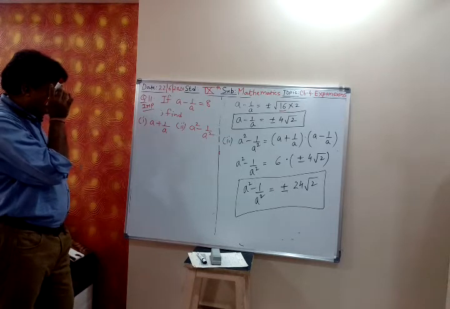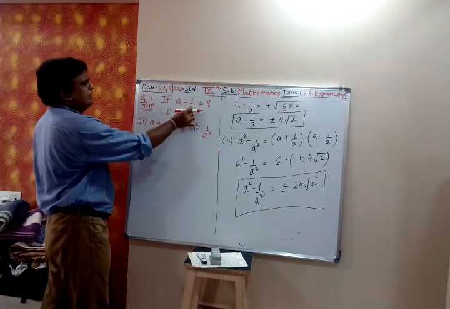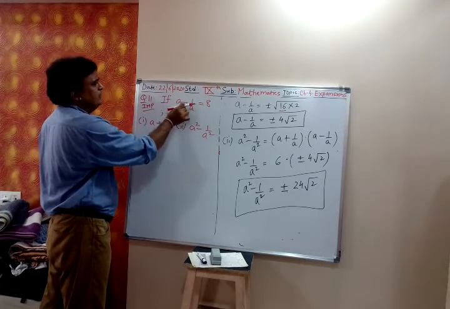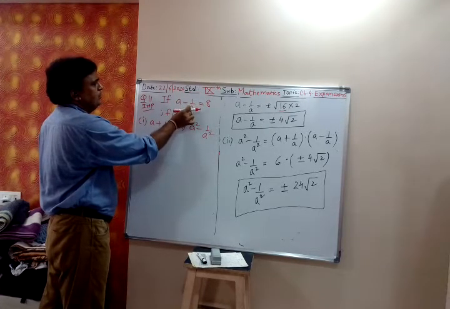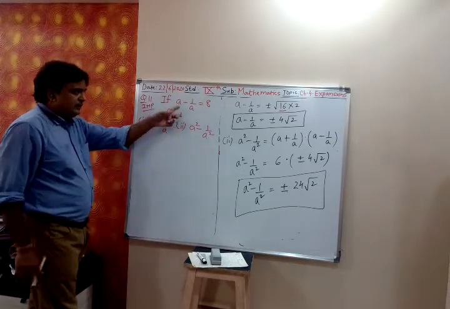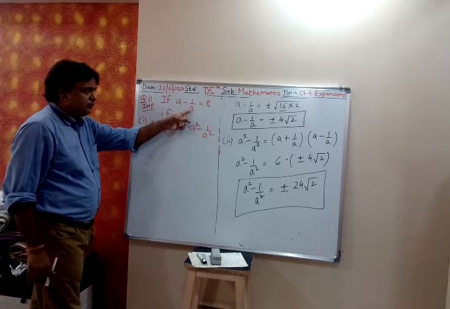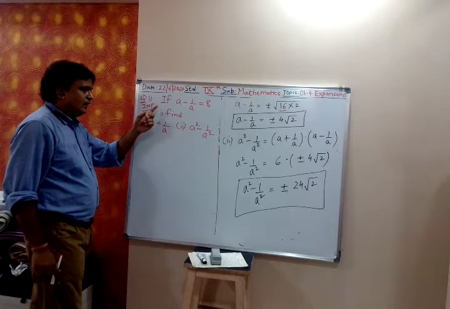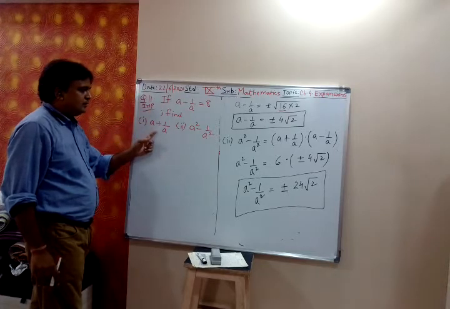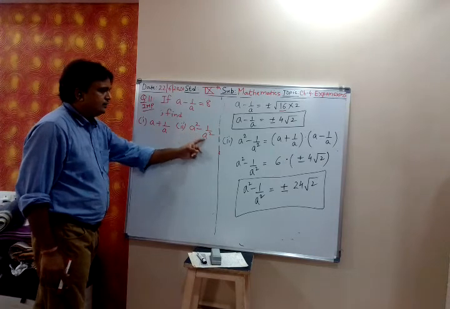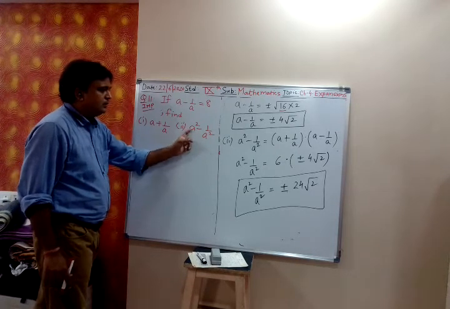Same way. So consider a minus 1 upon a whole square. A minus 1 upon a whole square is a square minus 2a into 1 upon a plus 1 upon a square. Simplify that, and you get the value of a square plus 1 upon a square. Then consider a plus 1 upon a whole square and take the square root. You will get this value. Then a square minus 1 upon a square will be a plus b into a minus b, so a minus 1 upon a into a plus 1 upon a.